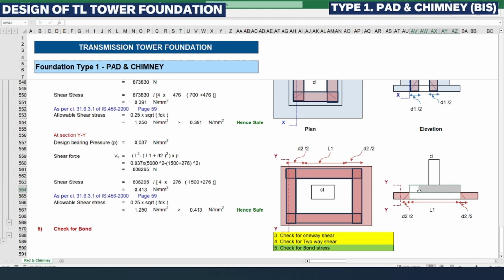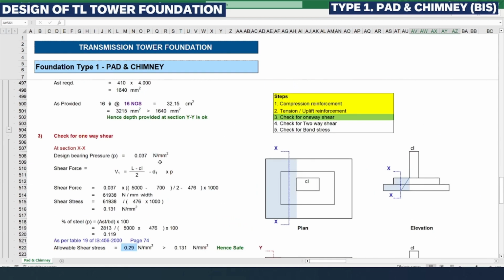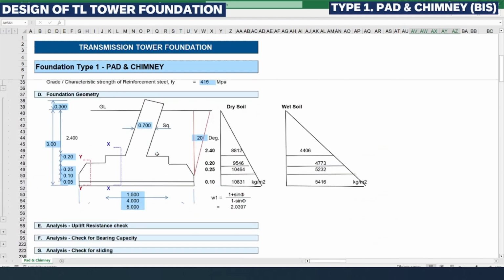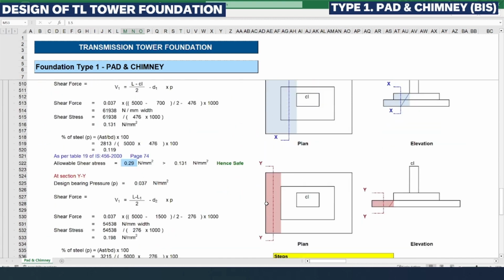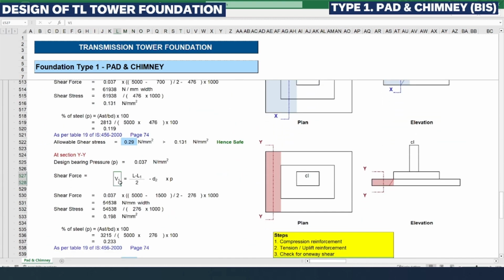Instead of CL we need to consider the width of the drop. The width of the drop we already assumed as 1.5 meter in the foundation geometry. The same value we need to consider here. Coming to the design bearing pressure, we need to consider the same as per the reinforcement calculation, and the shear force is V1.